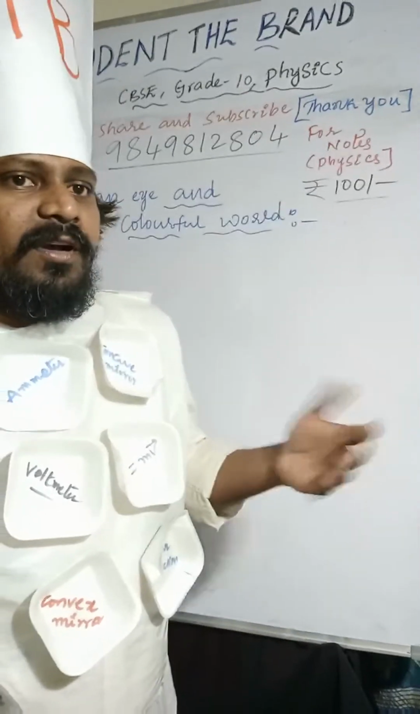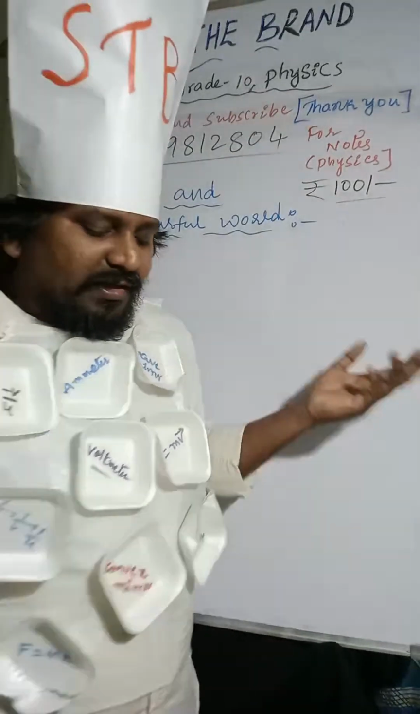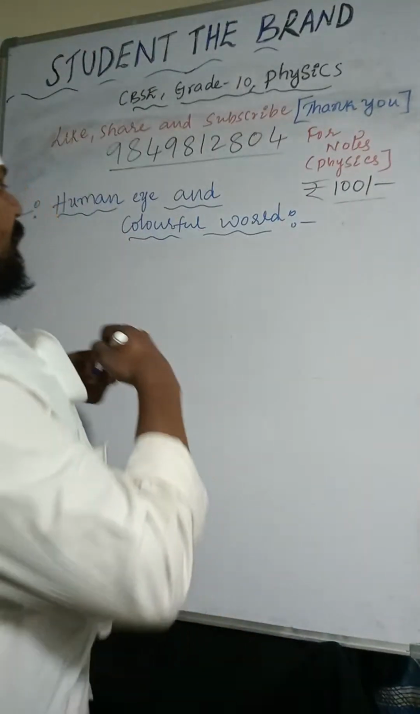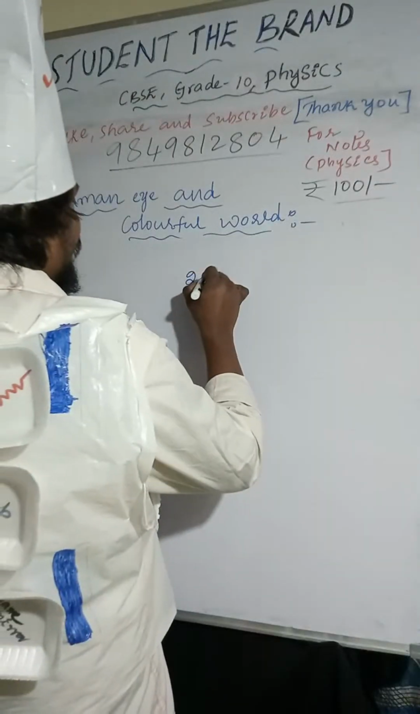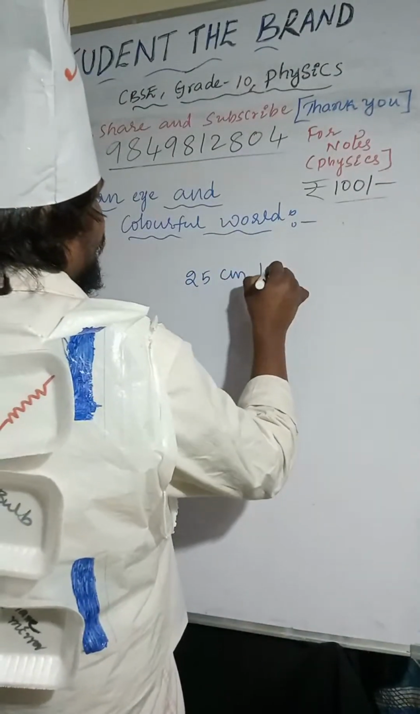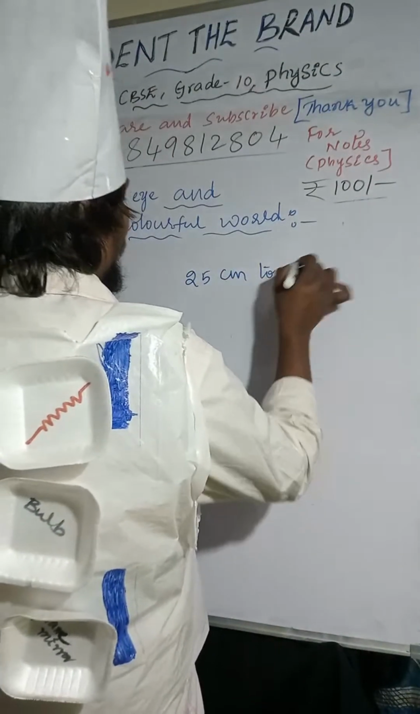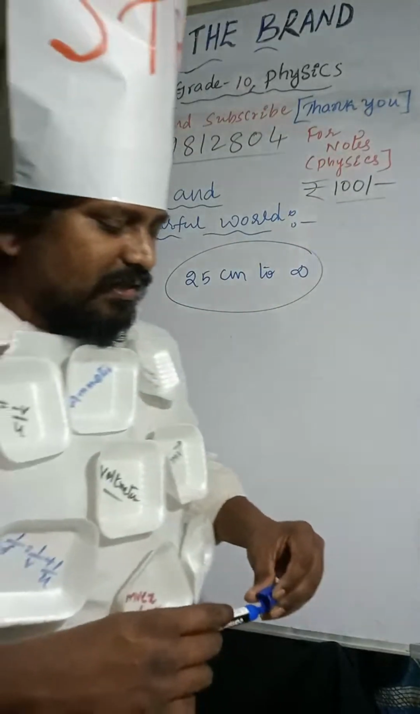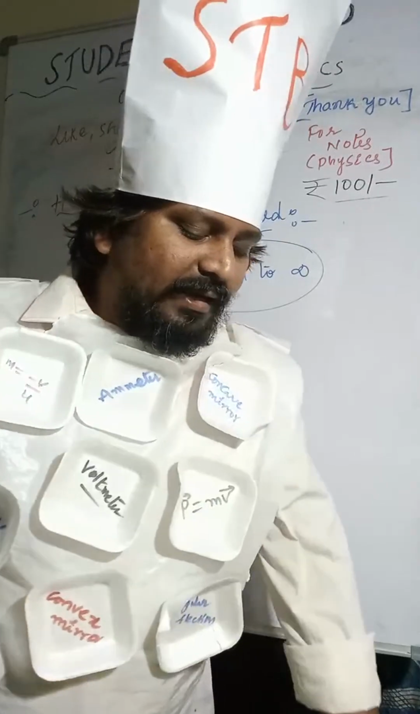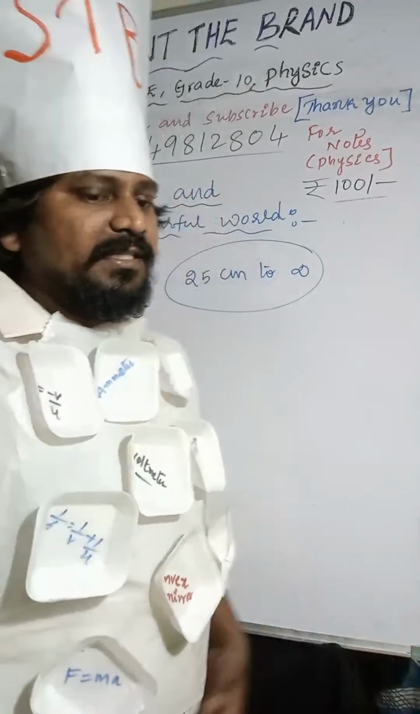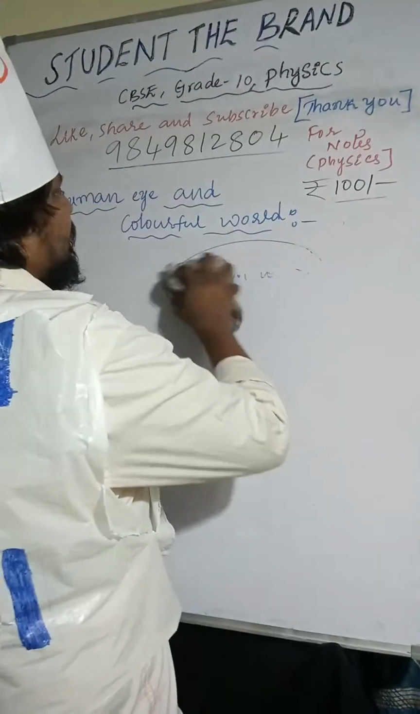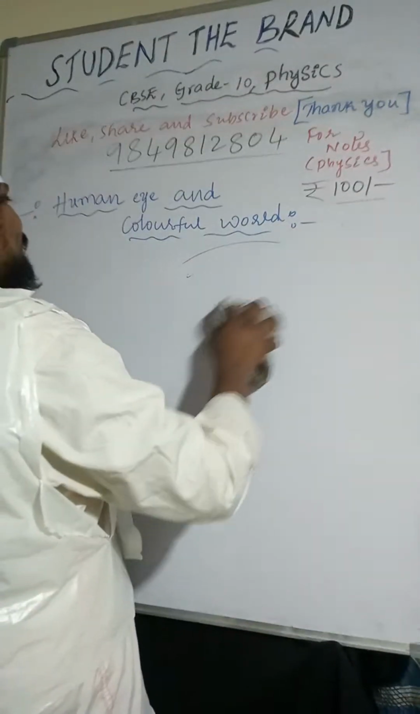What is the near point? 25 centimeter. What is the far point? Infinity. So the range of vision is 25 centimeter to infinity. Okay, so we discussed the least distance of distinct vision, the near point, the far point, and the human eye parts and functions.